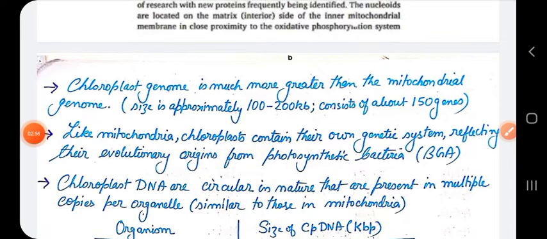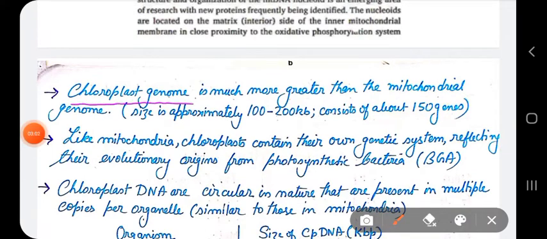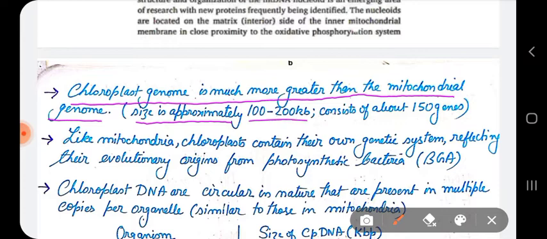Now coming to the chloroplast genome. The chloroplast genome is much greater than the mitochondrial genome, and the size of the chloroplast genome is approximately 100 to 200 kilobase pairs. About 150 genes are involved within the chloroplast DNA.